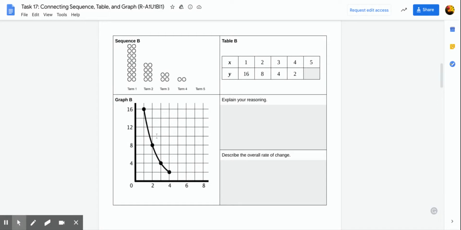Graph B. This is a picture of how many circles in each term. At term 1, there were 16 circles. Can you continue the graph? Can you extend the line to show me how many circles in term 5? Can you explain your reasoning? How did you know how many circles to put in term 5? Can you describe the overall rate of change?